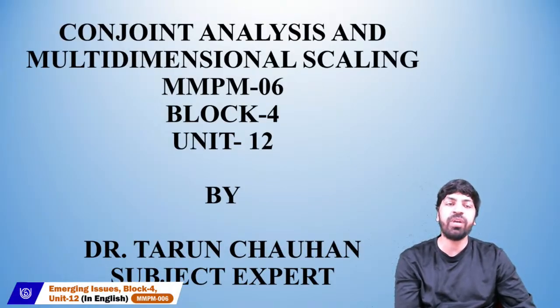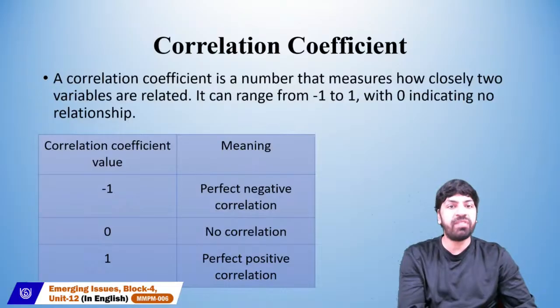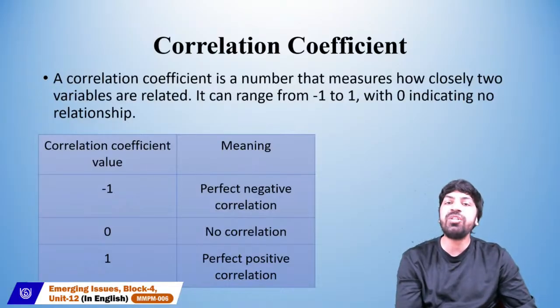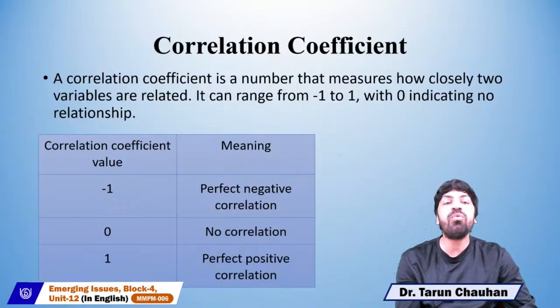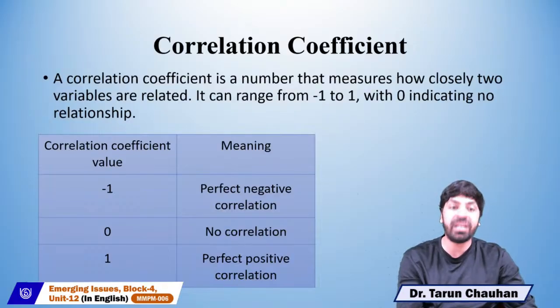In today's session, we are going to learn about conjoint analysis and multidimensional scaling, or perceptual mapping. So let's begin with the correlation coefficient. The correlation coefficient is a number that measures how closely two or more variables are related. It ranges from -1 to 1, and 0 indicates that there is no relationship between the variables.